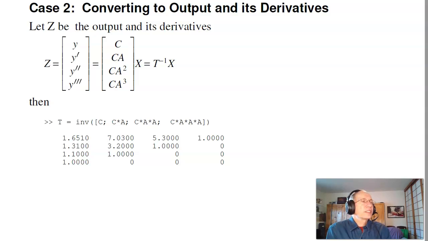Second case, just for fun, let's look at the output and its derivatives. The output is just y equals Cx. Take the derivative, x dot equals A times x. Second derivative, A squared times x. Third derivative, A cubed times x. So just for fun, let's make this the inverse of the transformation matrix. So T is the inverse of C, CA, CA squared, CA cubed. Here's T.